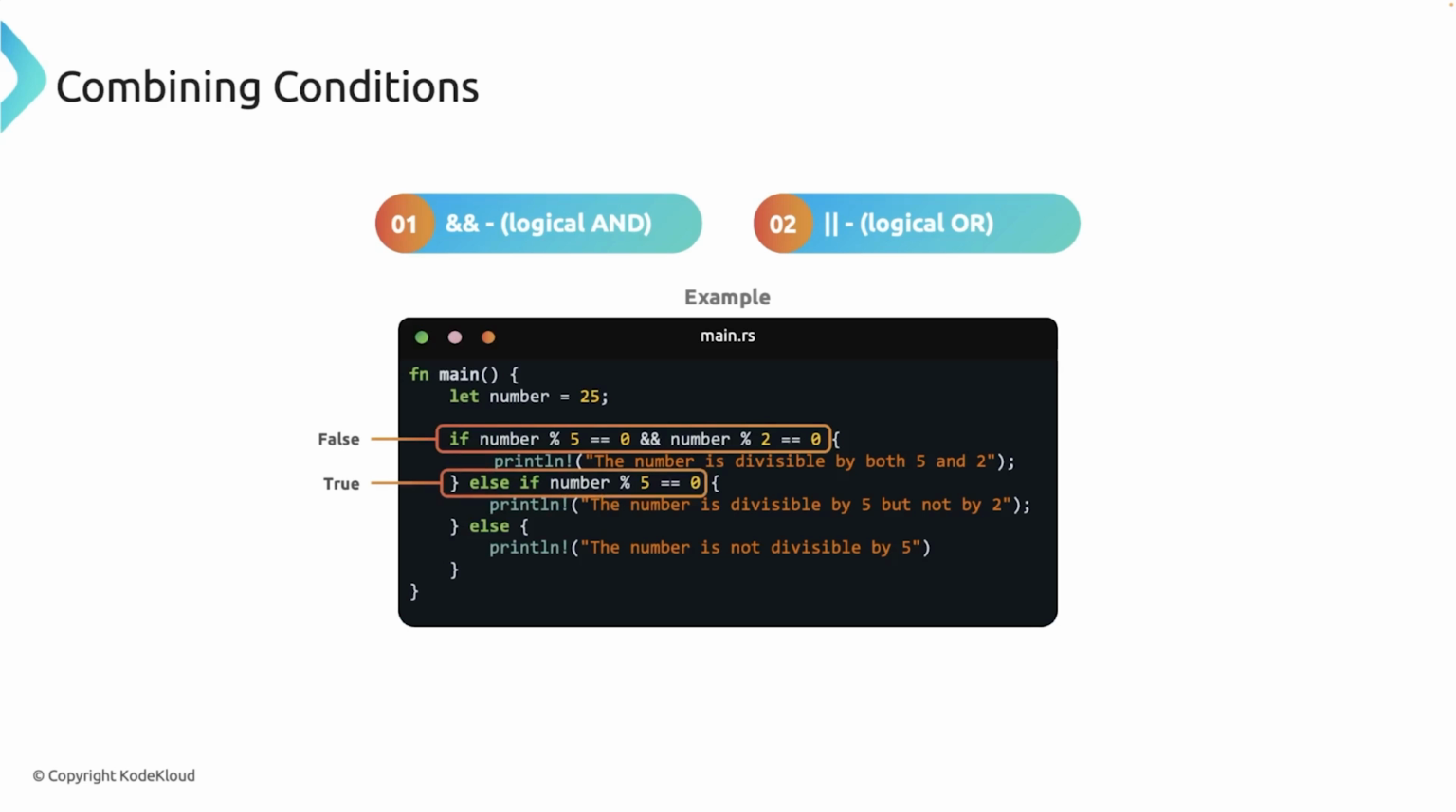So the if block will evaluate to false. Then you have the else if condition that the number when divided by 5 should have the remainder 0, which is true. And hence the else if block is going to execute, giving us the output that the number is divisible by 5 but not by 2.